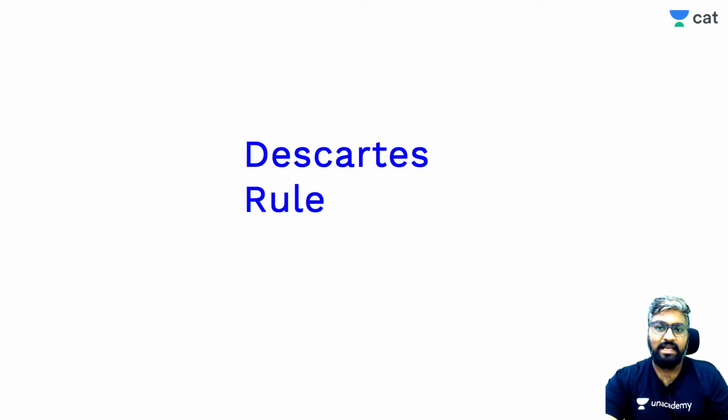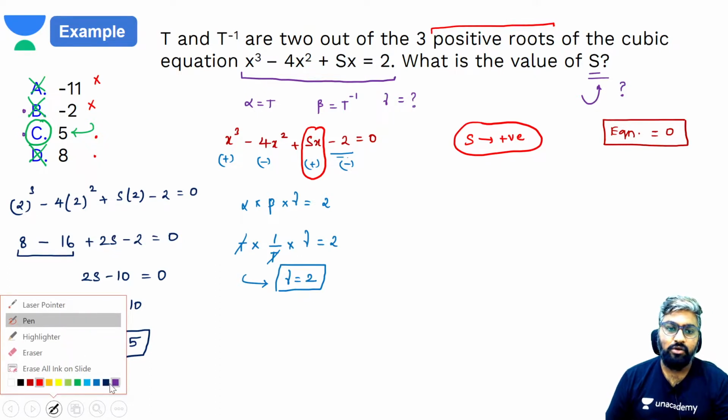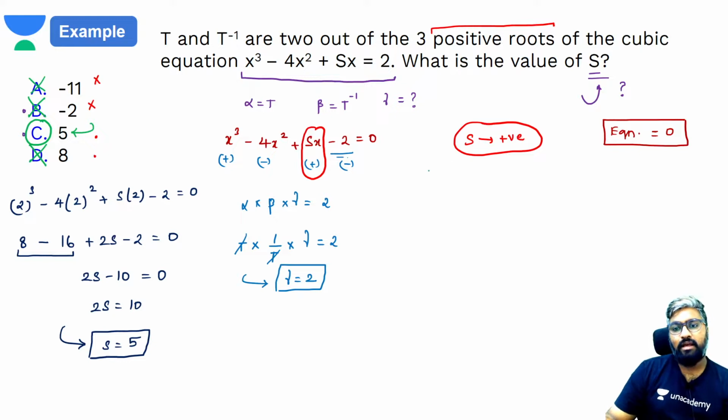Okay, we have Descartes' rule. I think we will do Descartes' rule tomorrow. I will tell you an alternative way of doing this question, using the manual way. Okay, manual calculation. Look at this. Manually, how can you do this?